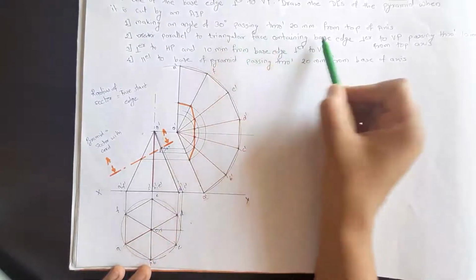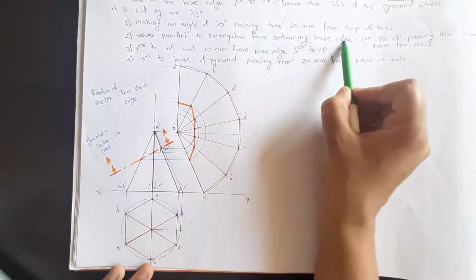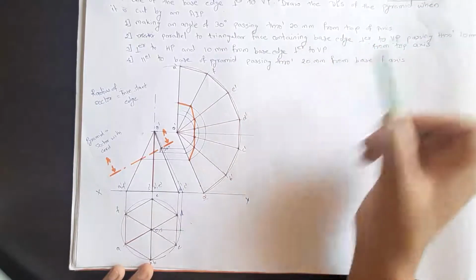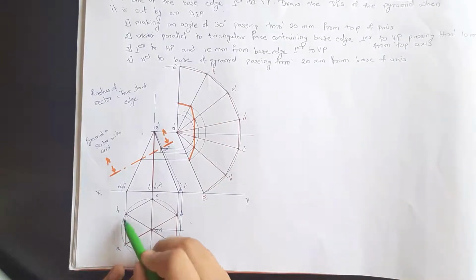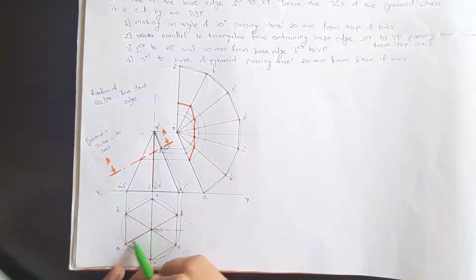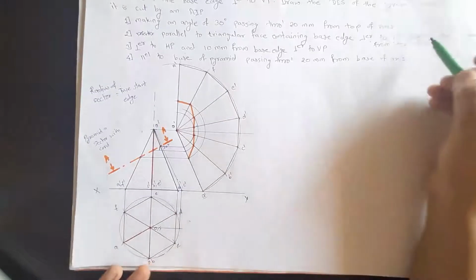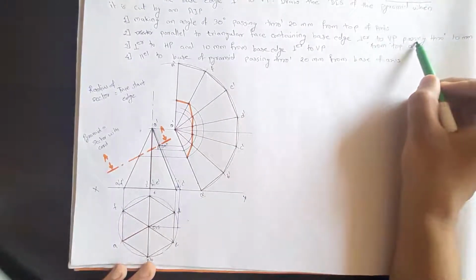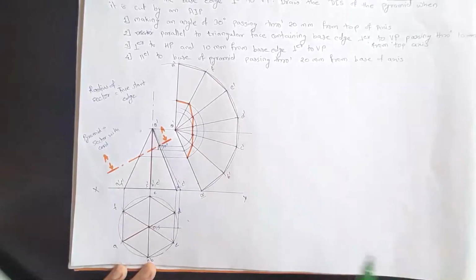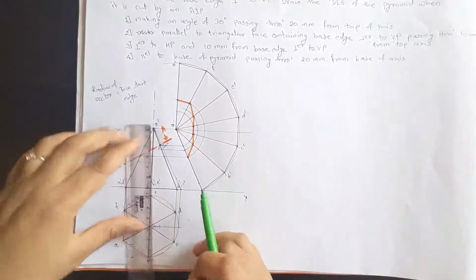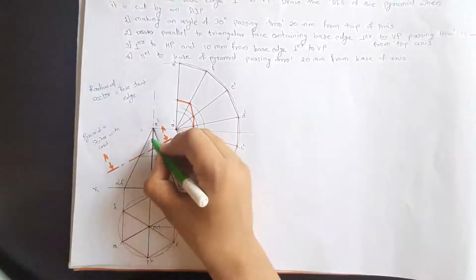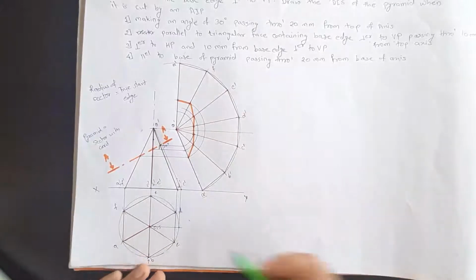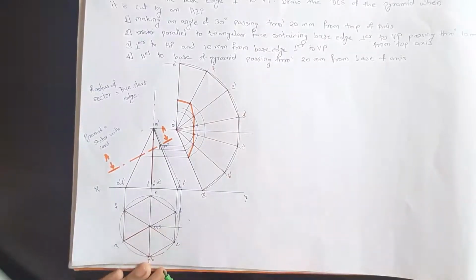So it can be parallel to one of the triangular faces. But which triangular face is it in the question? Containing the base edge which is perpendicular to VP. Now these are the 2 base edges which are perpendicular to the VP. So you can take triangular face AOF or COD. Anyone you can choose. Again it is given that AIP is passing through 10 mm from the top of axis. So let's mark the point of 10 mm from the top of axis. So here is the 10 mm from the top of axis. Let's say here I am taking this COD as a triangular surface.